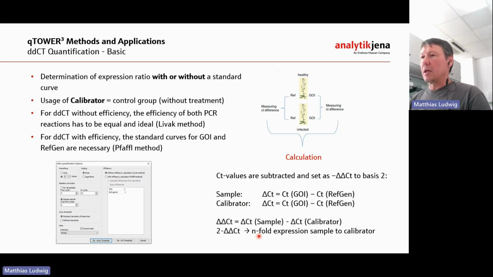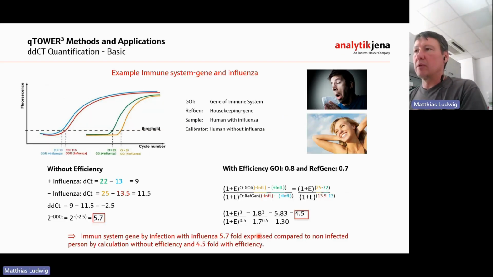As an example, here for an immune system gene and influenza. This is in people with influenza and in people without influenza. We used a gene for the immune system. This is our gene of interest. And then a housekeeping gene, and you have here as an example a human with influenza, and the calibrator is then a human without influenza. And this could be some curves.